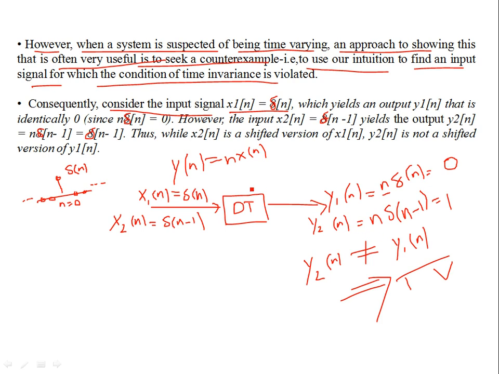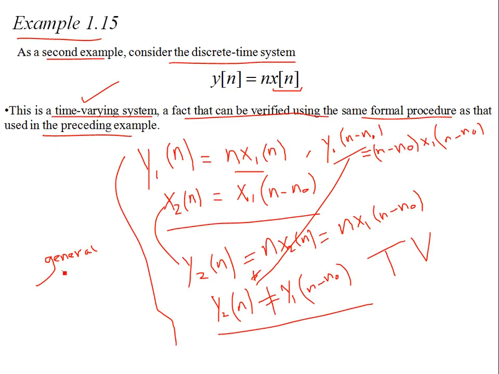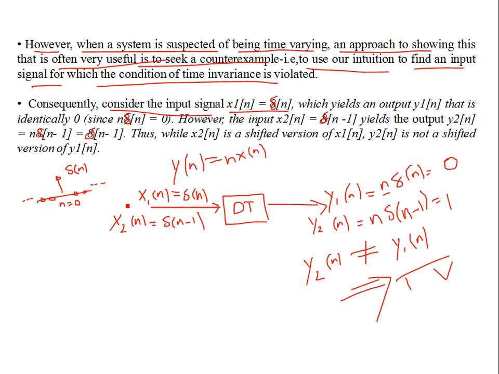We have taken a counterexample, so this proof is also good enough. You can take hundreds of examples, but one signal that violates the condition of time invariance is enough. This is just to show the approach: take a particular signal, shift it, and see if the output is shifted by the same amount. If it is not shifted by the same amount, then the system is time varying, which has happened in this case. It's time varying.